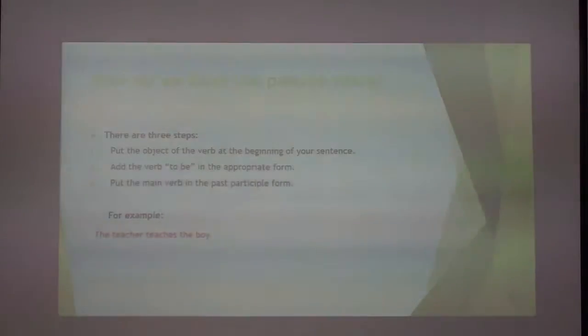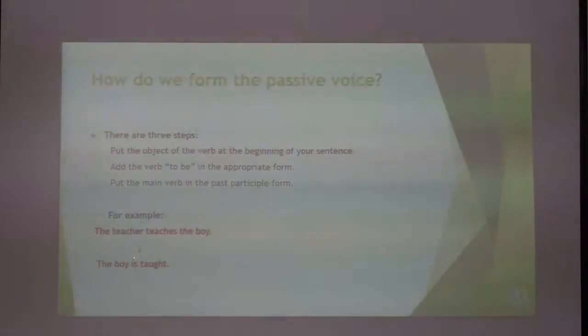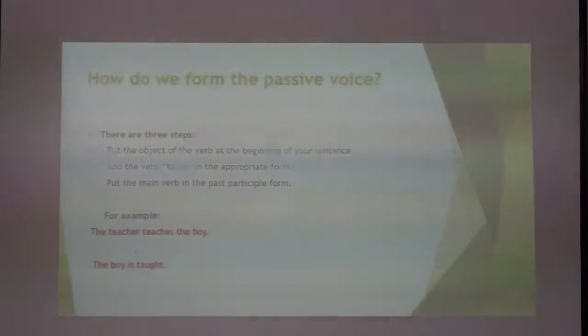For example, the teacher teaches the boy. We have our subject, the teacher, the verb teaches, and then the boy is our object. So to turn this into the passive, we bring the object, the boy, to subject position. So the boy becomes our subject of the passive voice. And then teaches, we turn it into the participle form, taught. And then we have our verb to be, which is. So the boy is taught becomes our passive voice.